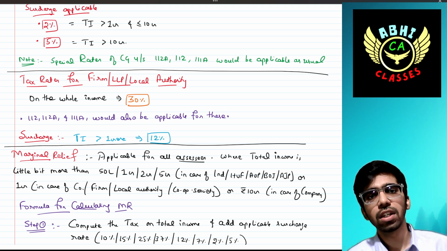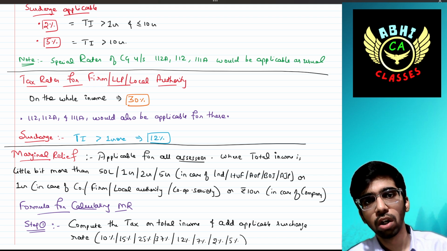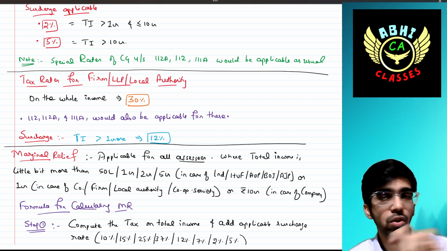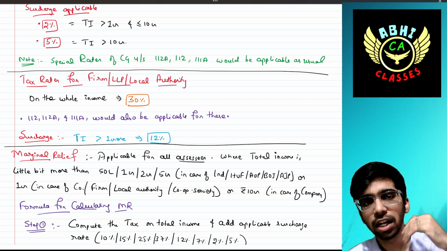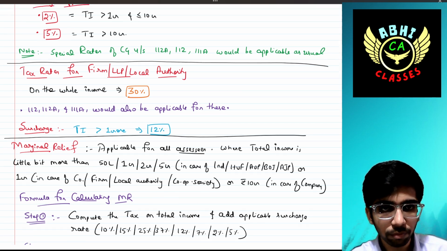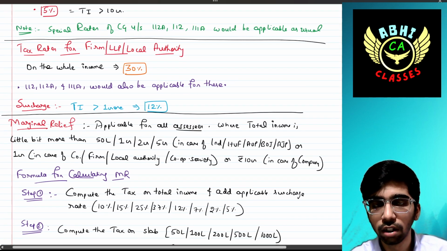Okay, surcharge: if they cross 1 crore, 12% is the surcharge, not 10 crore. There is no other surcharge applicability. If the entire income is more than 1 crore, 12%. That's it. Okay. I hope you have understood till now.